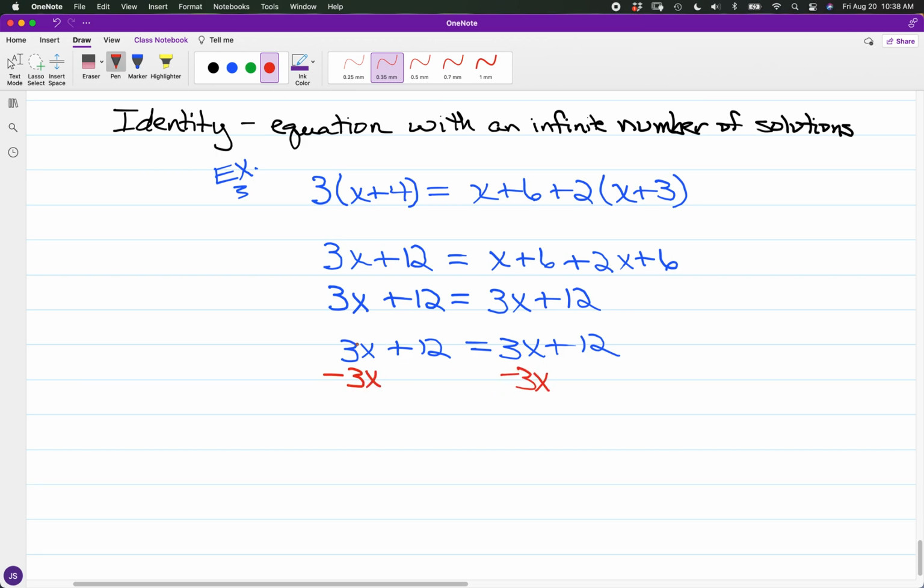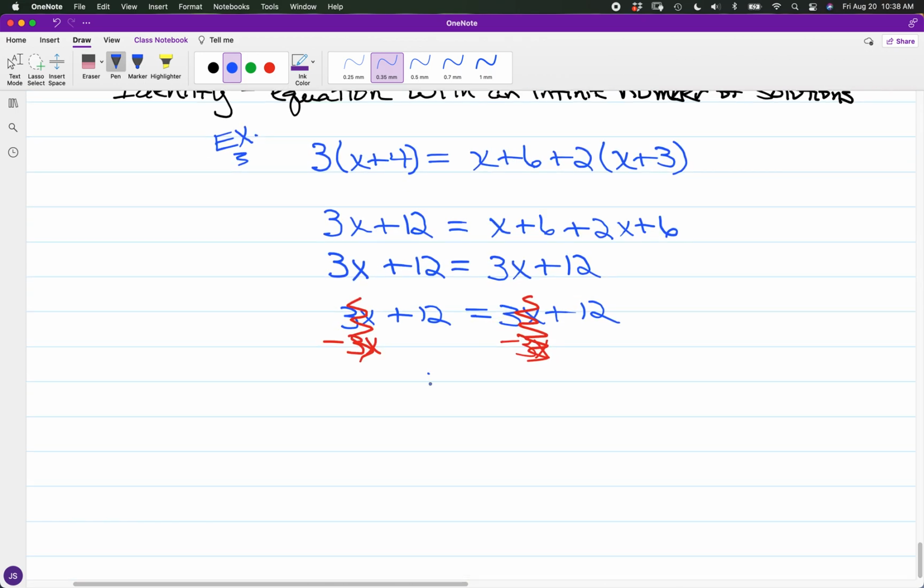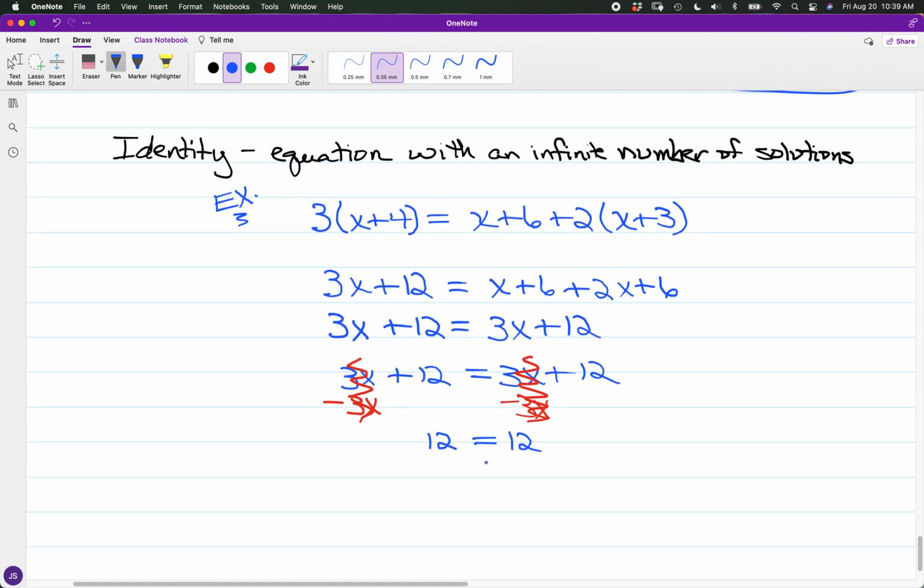So if I take 3x away from both ends of the equation, just like in the prior case, we've got two numbers left standing, and this time we have 12 is equal to 12. Before we had two different numbers that were said to be equal to each other, and now with this statement we have this to end up being true for 12 is equal to 12. So this is a case of an equation that turns out to be an identity.